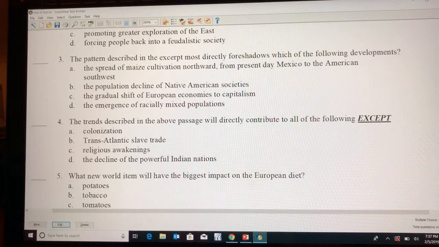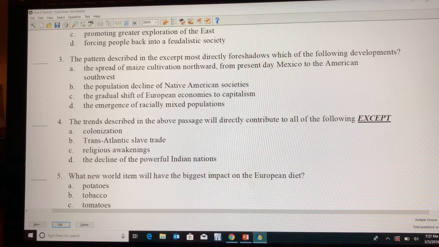3 says the pattern described in the excerpt most directly foreshadows which of the following developments. So it says, okay, this document went over talking about the food that it's bringing over, and then it also talked about the diseases. So we know those two things from the document. So let's look at what it's going to foreshadow. Basically, what do you predict? That's what the foreshadowing means.